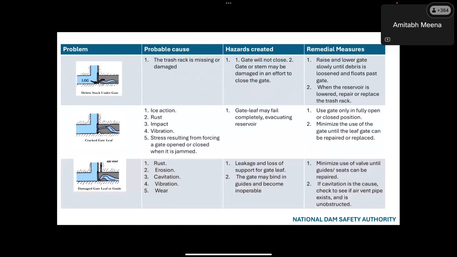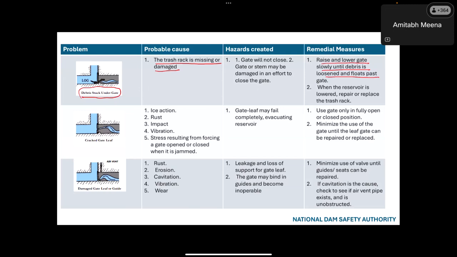In some of the hydromechanical components, like this, there is debris stuck under the gate. This is the vertical gate, and the trash rack is missing. This may be because the trash rack is missing or damaged. So debris may come to the gates and it may get stuck under the gate also. So raise and lower the gate slowly until the debris is loosened and floats past the gate. When the reservoir is lowered, repair or replace the trash rack.